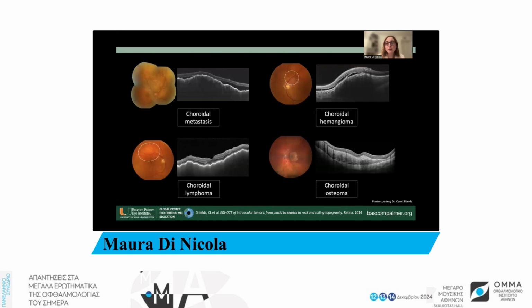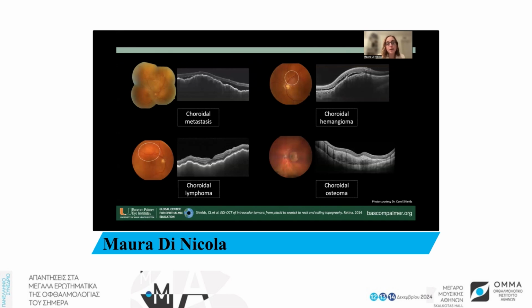Choroidal hemangioma tends to present with an expansion of the choroid because, of course, it's a choroidal vascular tumor. So we will not see the choroidal or choriocapillaris compression that we see more often in choroidal melanoma, but we will see a choroidal expansion, usually a smooth surface, and an associated subretinal and intraretinal fluid often.